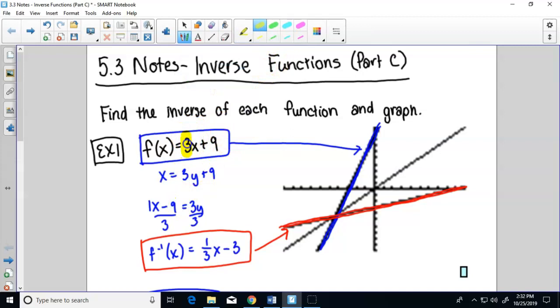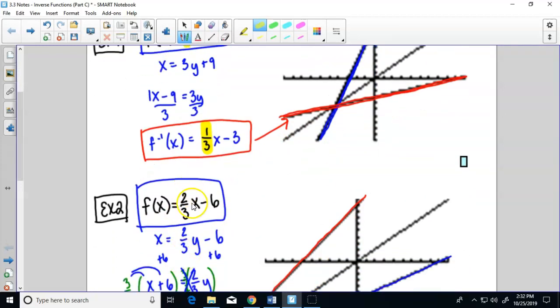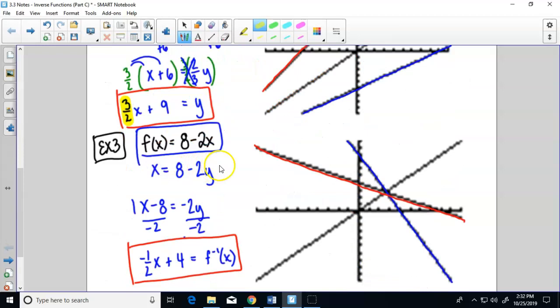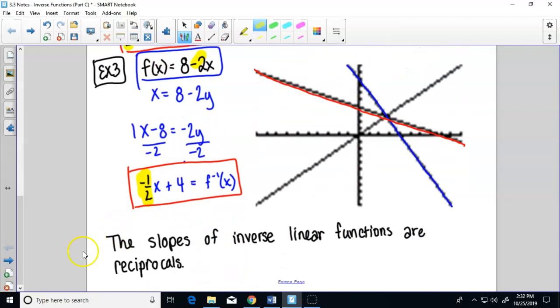The slope of this line is 3. The slope of its inverse is 1/3. Here our slope is 2/3. The slope of the inverse is 3/2. And for the last one, the slope is -2, and the inverse slope is -1/2. So the conclusion you can make from all of that is that the slopes of inverse linear functions are reciprocals. Whenever you have inverse functions, their slopes are reciprocals of each other.